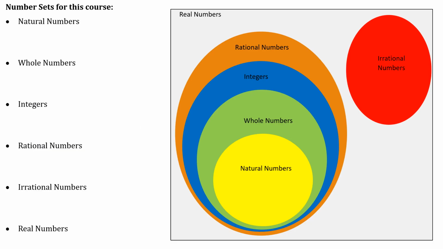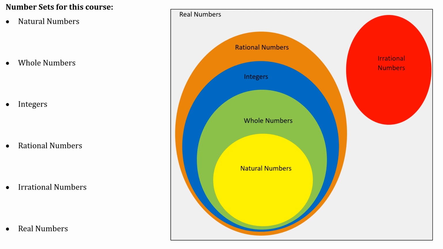All right, so let's take a look at the number sets that we're going to be working with in this course. Here I have a diagram of the number sets and how they are related or how they build upon each other. So this is how all of the number sets fit together. You can see that in yellow here, we've got our natural numbers. That's the most specific, most selective type of number. So we've got natural numbers there being the smallest set.